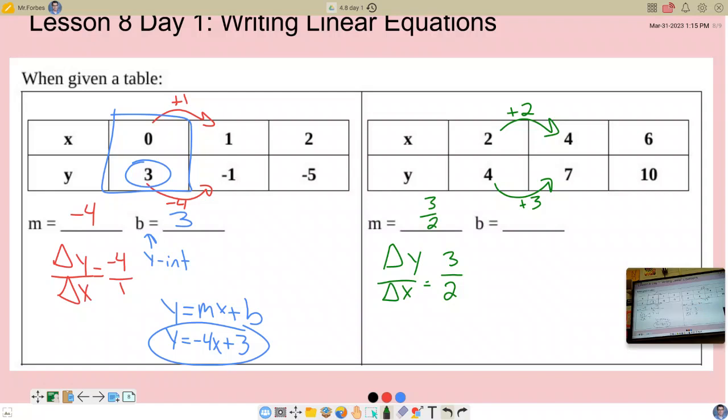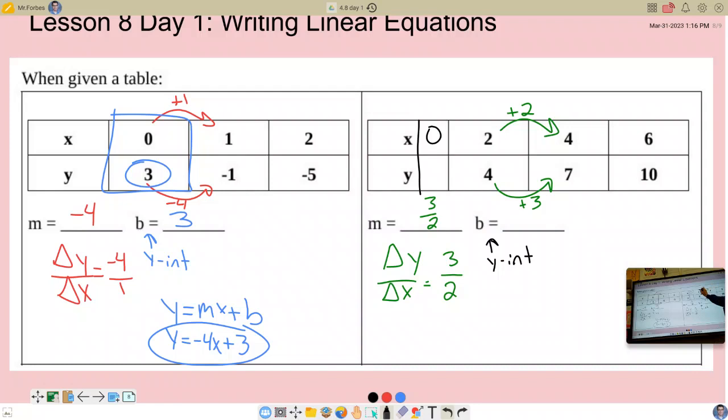So then I need my b value. My b value, again, is my y-intercept. That's when x is 0. I don't have x is 0 on my table. So what I usually do is I add an extra spot to my table here, and I go, okay, x is 0. So what does the y value have to be?